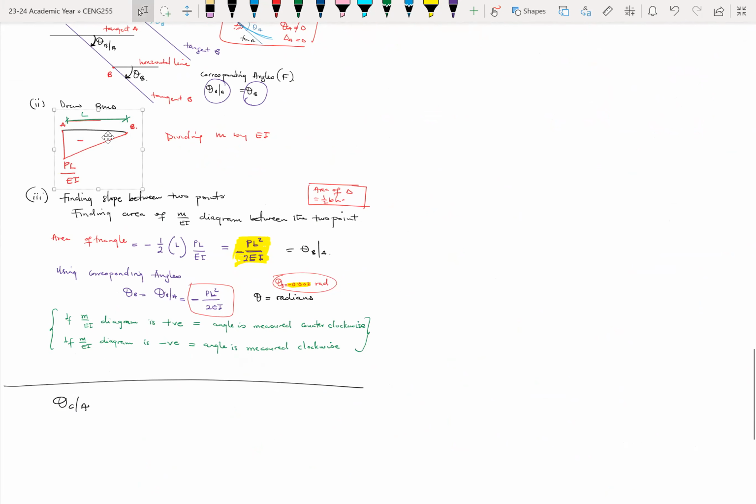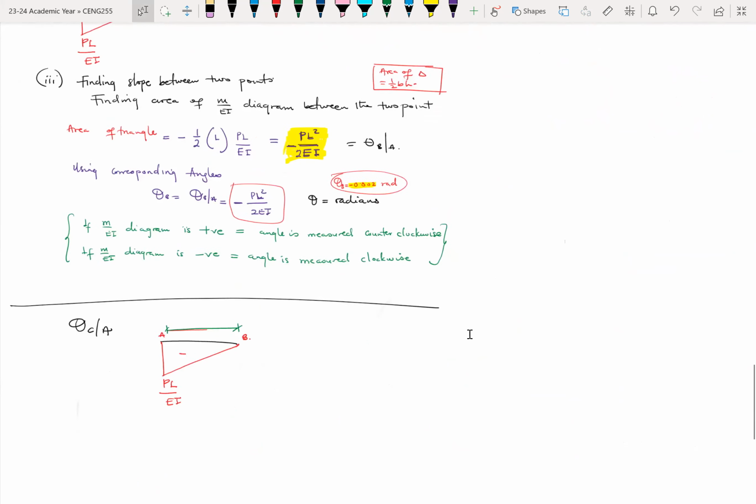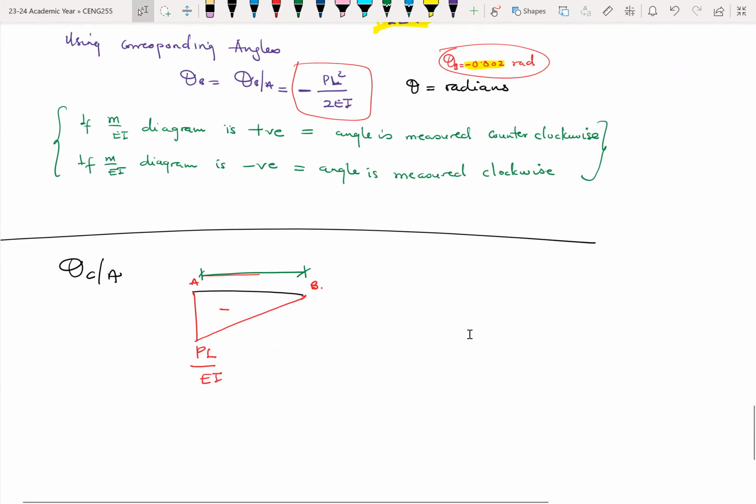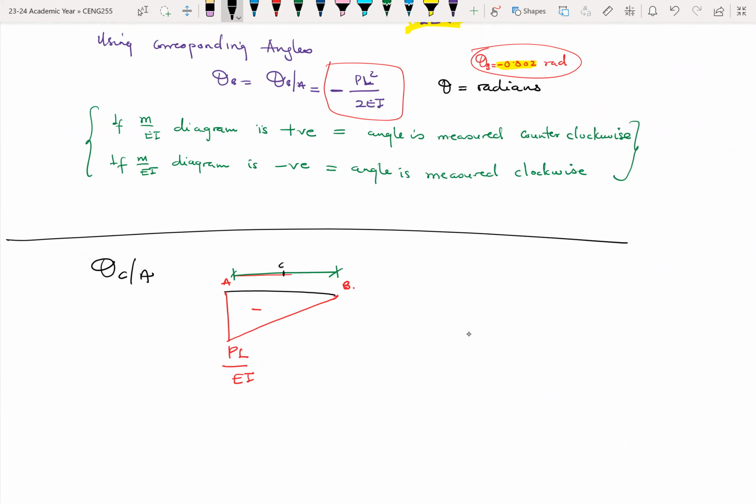If this is a bending moment diagram, let me just make a copy of it. This point is C, somewhere here, right? So you need to find this area. Your theta CA is simply the area that I've shaded between A and C. C is at the midpoint, which means this height will be PL over 2EI, using similar triangles. So this is a trapezium.